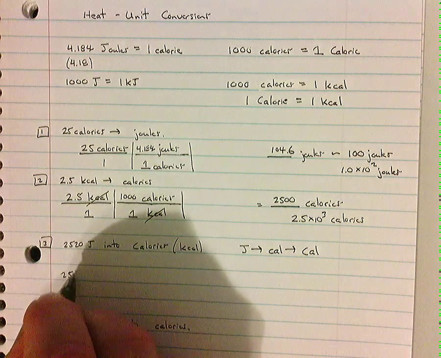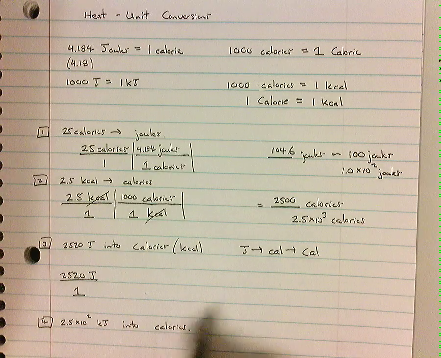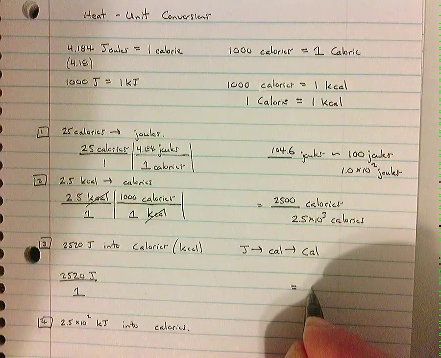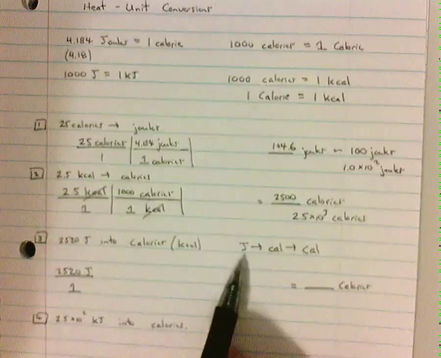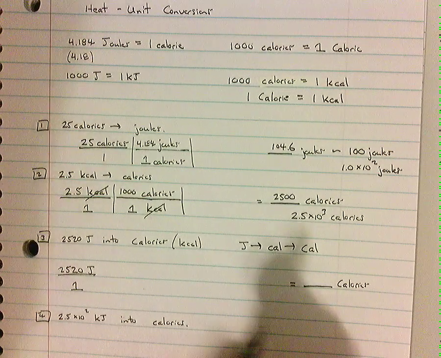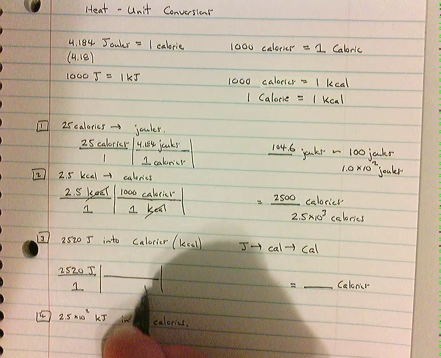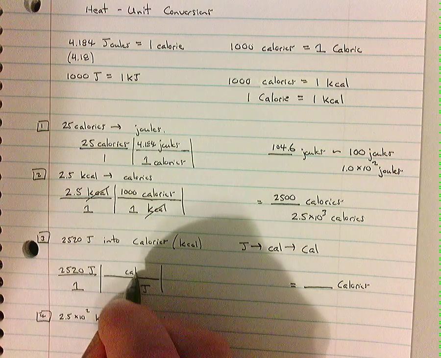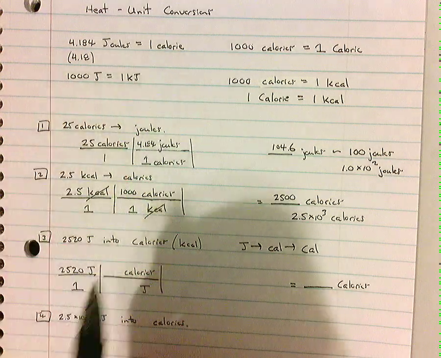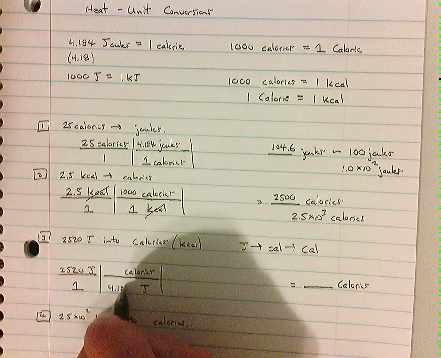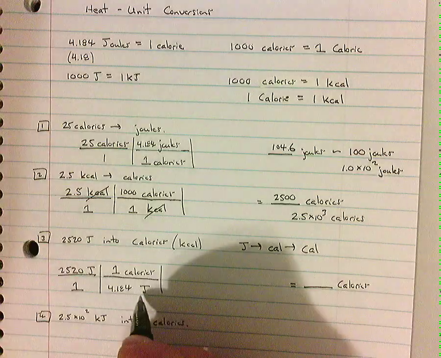So here we go, 2,520 joules over 1. We're going to get this into capital C calories, so we'll put that here. The first conversion is from joules into lowercase calories. So in this case, joules on the bottom and lowercase calories on top. Numbers wise, there are 4.184 joules in 1 lowercase calorie. So joules will cancel.